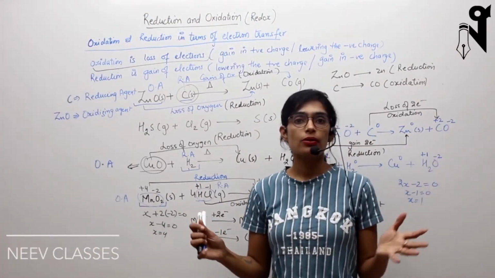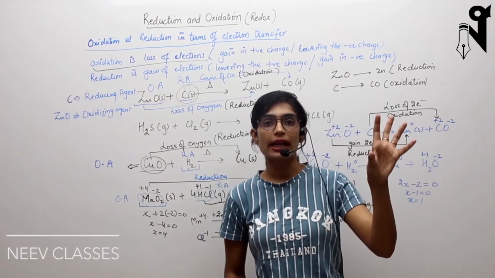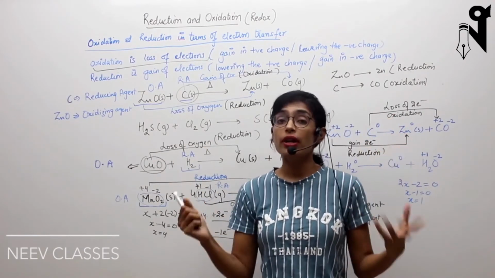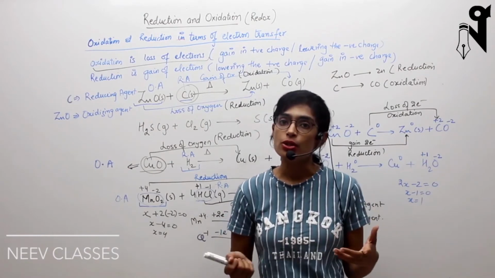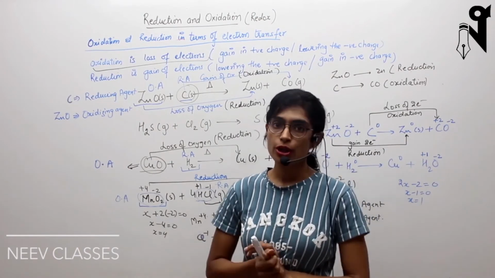So you can remember it this way: wherever reduction is happening, those reactants will be called oxidizing agents. Wherever oxidation is happening, those reactants will be called reducing agents. Okay, so this is about reduction and oxidation.